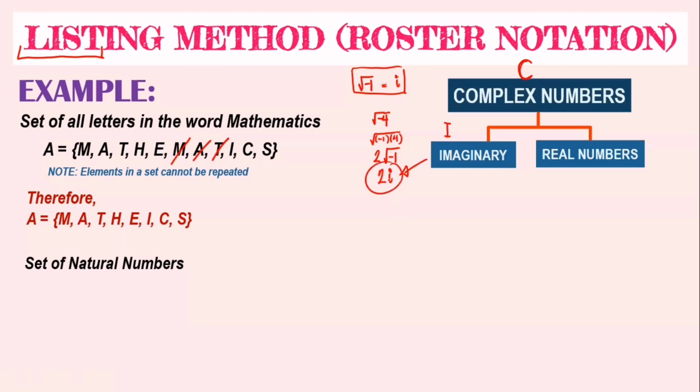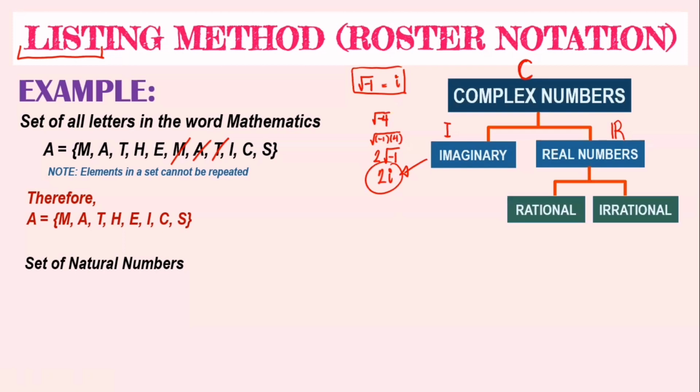Okay, next, when we say real number, this is denoted by the symbol R. Under our real numbers, we have the rational numbers and the irrational numbers. Our irrational numbers are denoted by the symbol Q with a bar on top. Okay? When we say irrational, this is any real number that cannot be written in the form of a over b or in the form of a fraction. What does that mean?